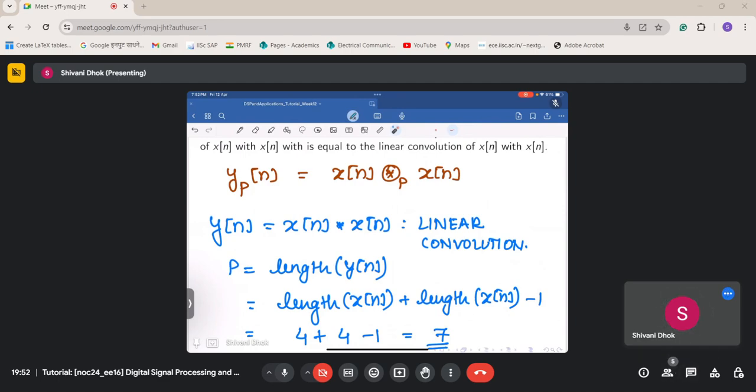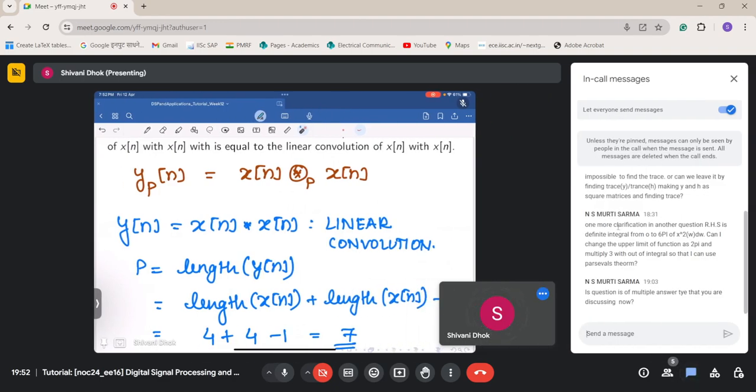Okay, if there are no questions, then there was some question in chat. It is asked, another question: RHS is defined as the integral from 0 to 6 pi of x square of omega d omega. Can I change the upper limit of the function to 2 pi and multiply by 3 outside the integral so that I can use Parseval's theorem?